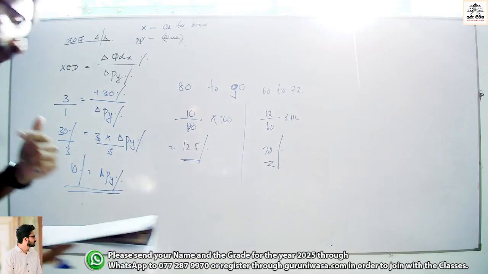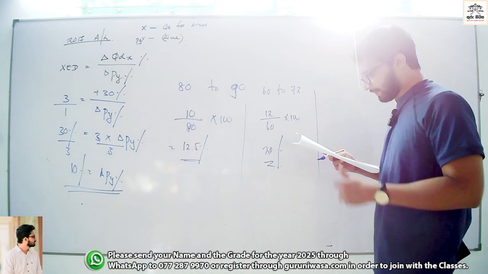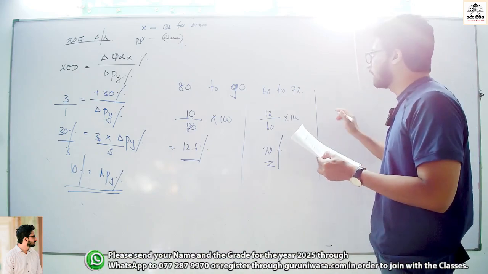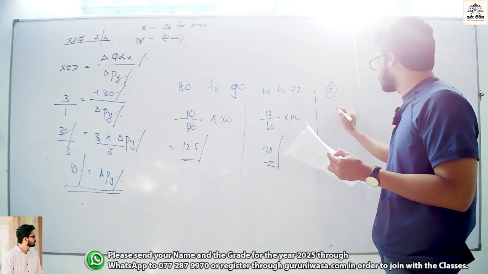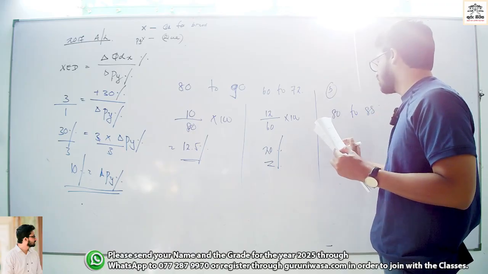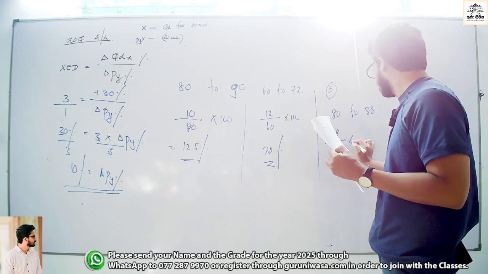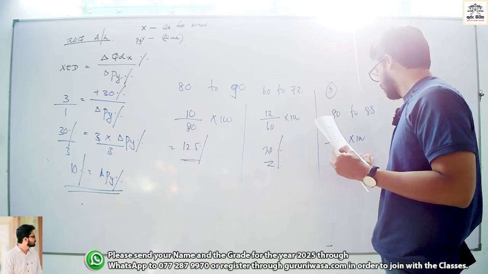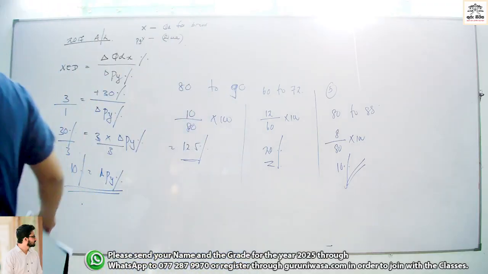Fifth one exactly shows the 10% percentage change. Fifth answer says price increases from 80 to 88. Then take the change, 8, divided by the original value, 80, times 100. Then the answer is 10%. So the answer should be the fifth one.